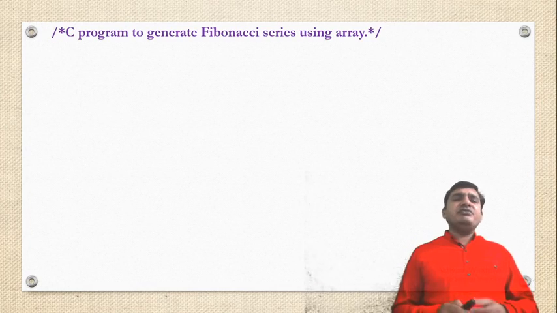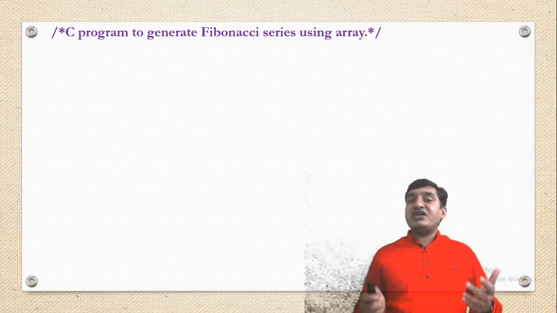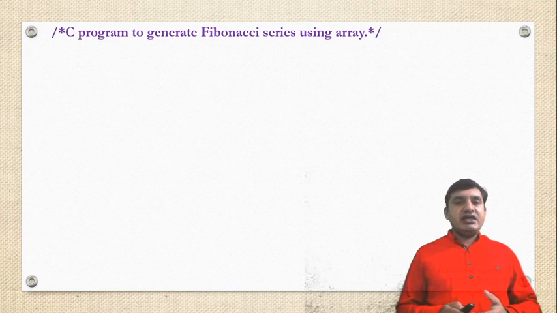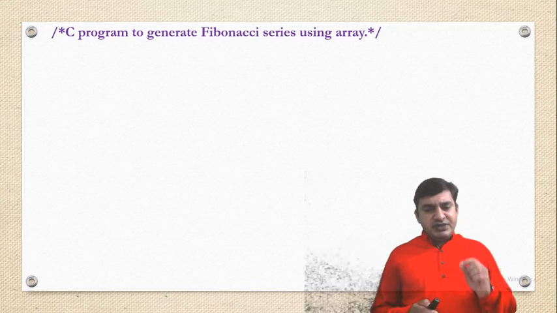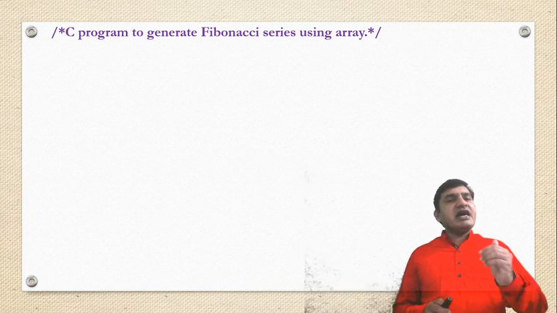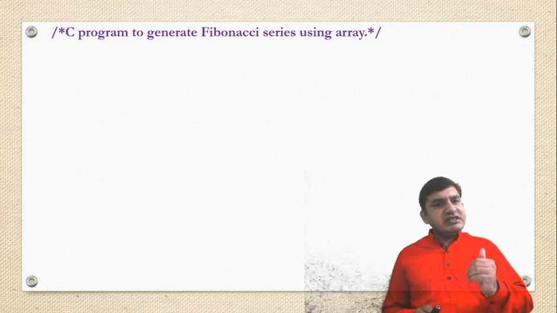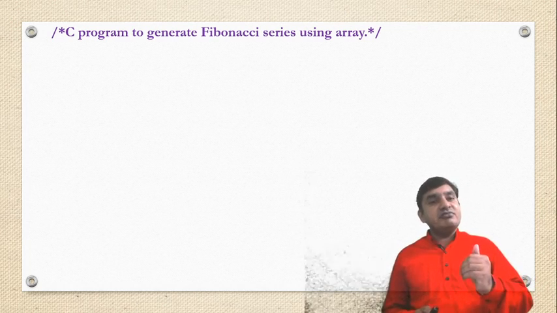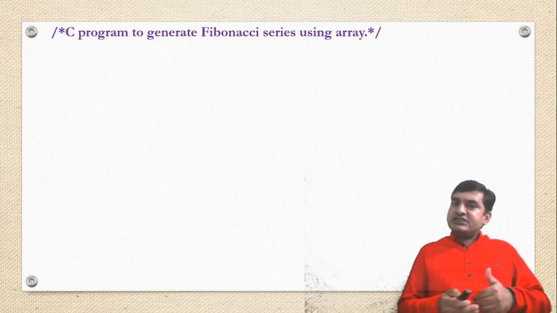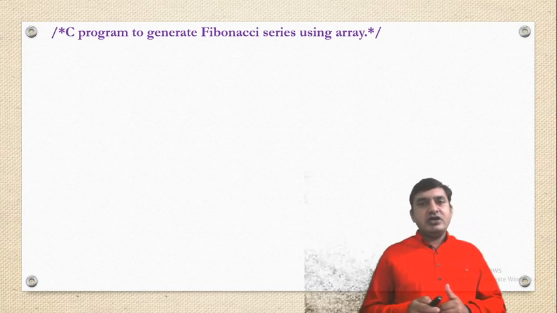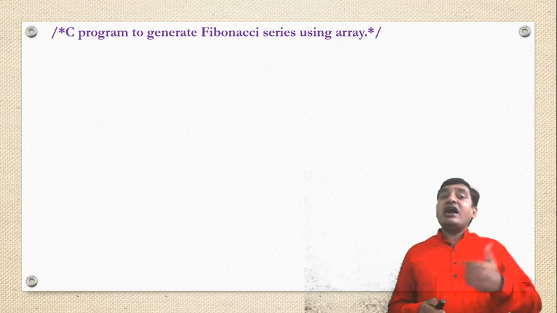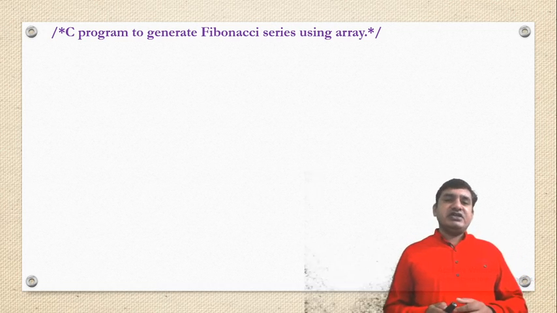Our second program is a program to generate the Fibonacci series using an array. Fibonacci series means the first number is added to the second number so that we get the third number. Then the second number is added to the third number so that we get the fourth number. This process is carried out up to the last term of the Fibonacci series.